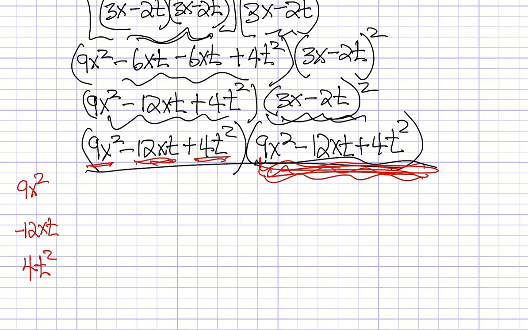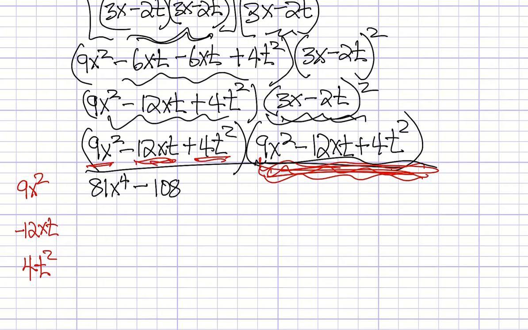So 9 times 9 is what? 81. So you're going to get 81x raised to the power 4. You see that, right? And then 9x raised to the power 2 times 12xt. You see what we're doing, right? 9 times 12 is 108. So it's going to be negative, yes, because 12xt is negative. It's going to be negative 108.